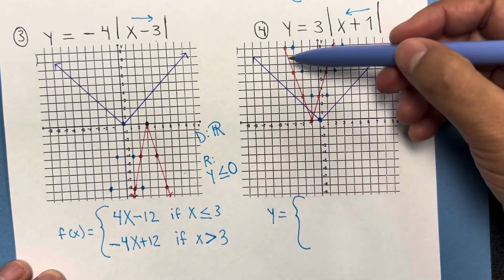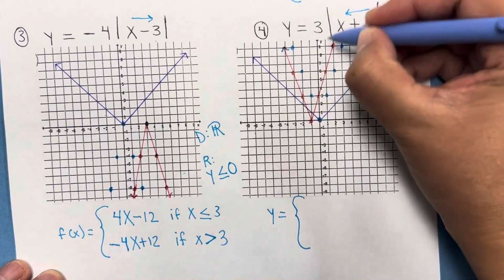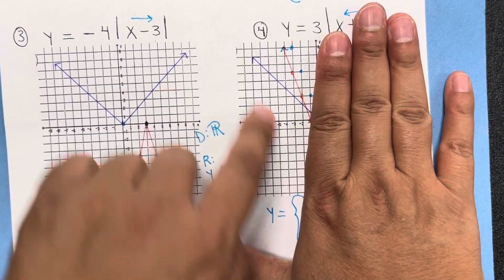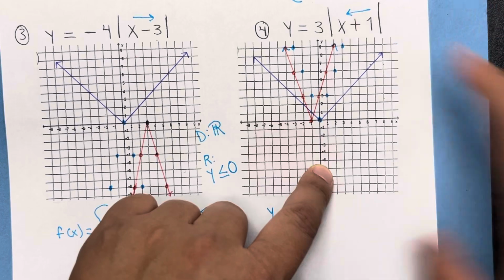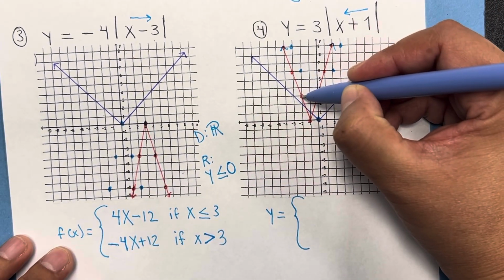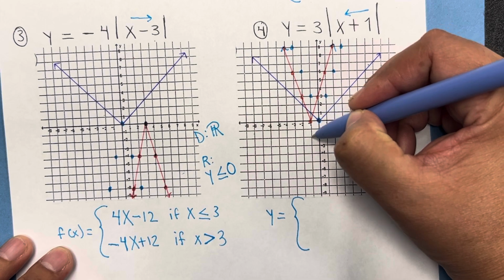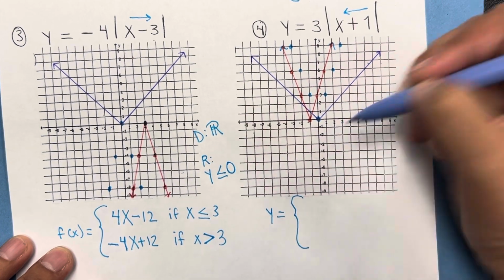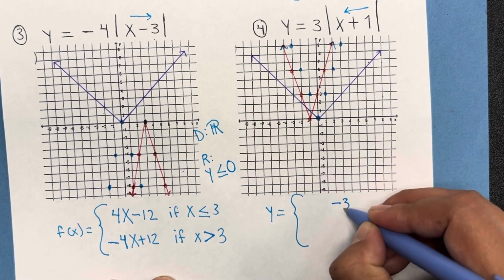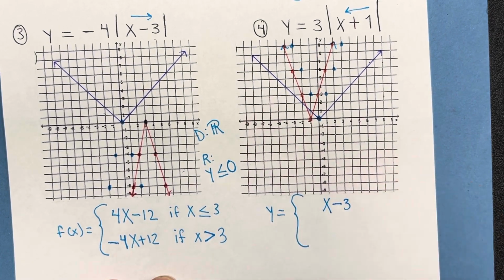Okay, the initial point for this line, well, we have to extend it, right? If you notice, it's going 3 down, 1 to the right, 3 down, 1 to the right, 3 down, 1 to the right. That's where my y-intercept is. So it's -3. Just put the x.